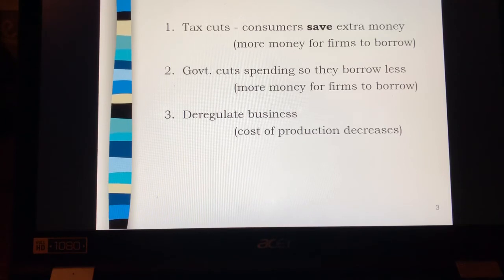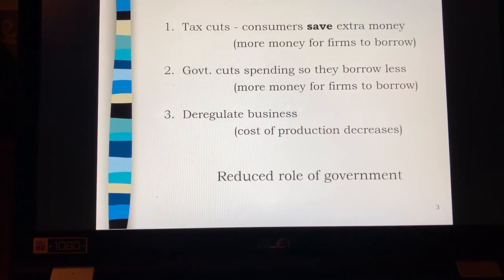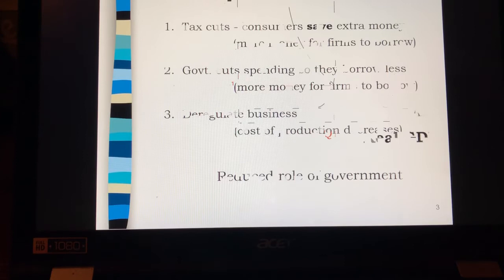And if we deregulate businesses, that means we remove some of those rules that have been preventing businesses from being efficient. Such as one of the rules that we know has occurred is that there's no child labor. Well, if that was deregulated and they allow child labor, the cost of production decreases and we will see the aggregate supply will increase. So these are the three tools. And a lot of it is reducing the government's role, reducing their role in taxing us, reducing their spending, and reducing their regulation of our economy.